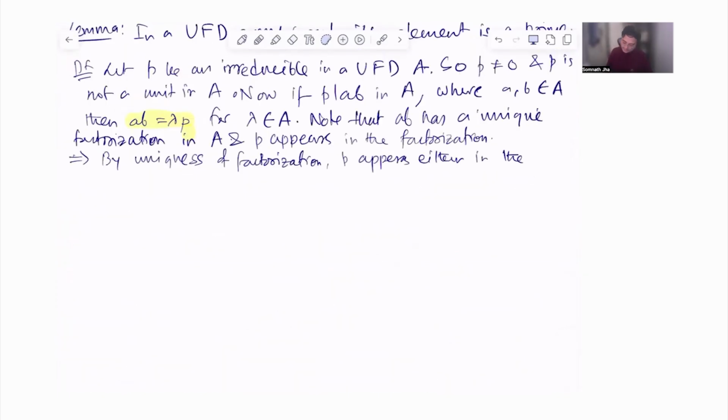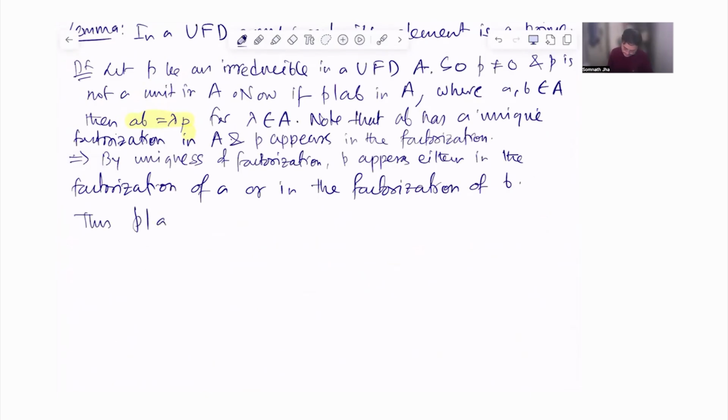So by uniqueness, either in the factorization of A or in the factorization of B. So thus P divides A or P divides B. This implies that P is a prime, as required.